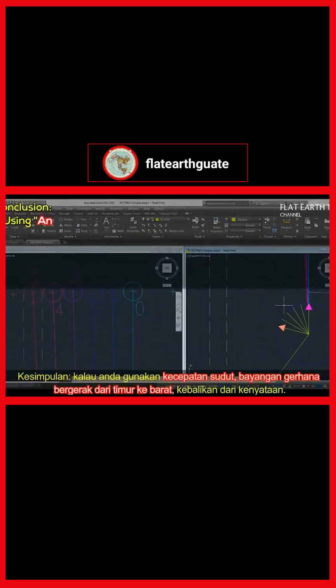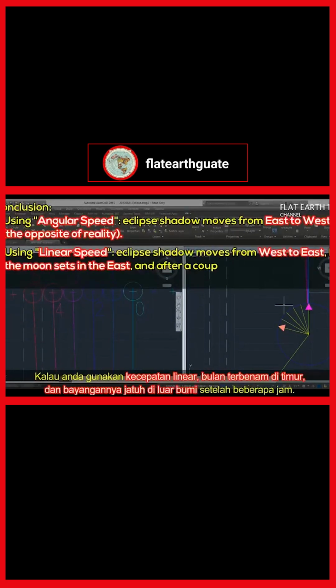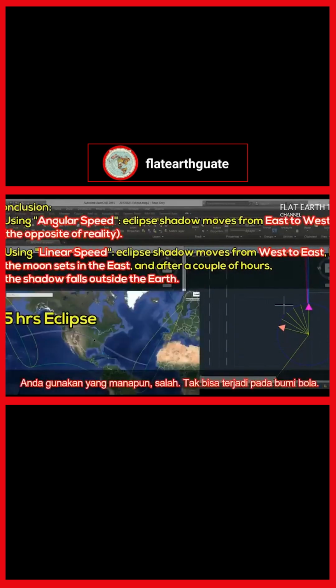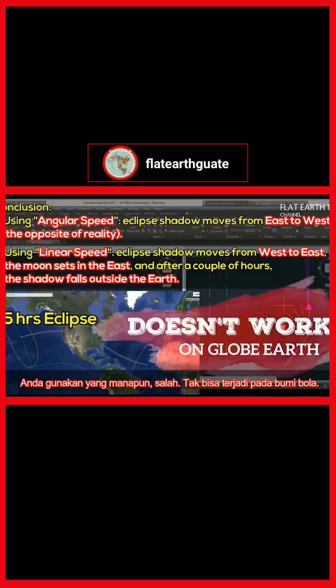If you use angular speed, the eclipse shadow moves from east to west, the opposite of reality. If you are using linear speed, the moon sets in the east, and the shadow falls outside the Earth after a few hours. Any which way, they're wrong. It really doesn't work on the globe model.